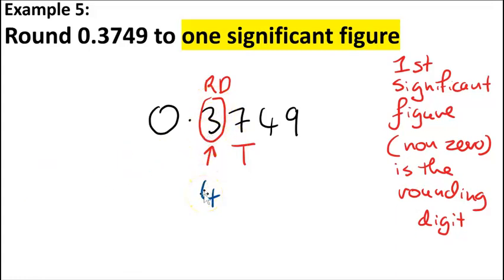Now we're not finished, because it doesn't make sense mathematically to say 0.3749 is approximately 4. They're not close together. So we have to add in the decimal and the 0. So we get approximately equal to 0.4. So our answer has one significant figure in it, one non-zero digit.